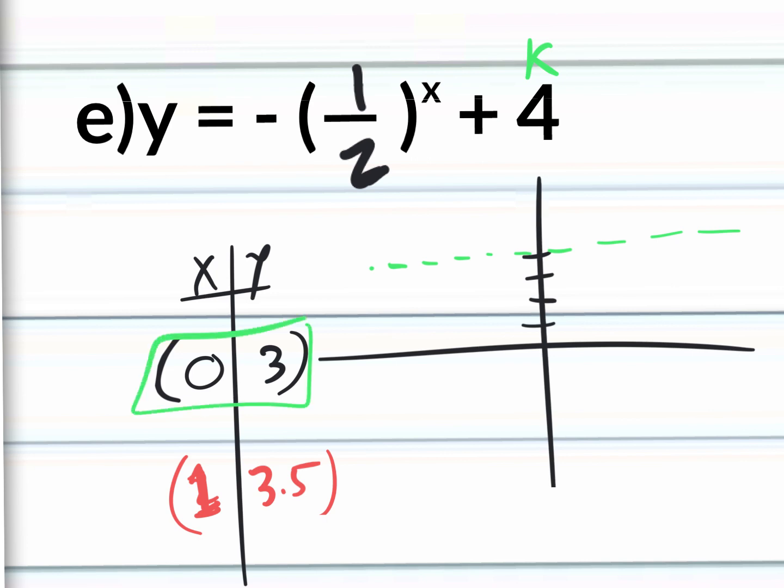I'll graph this one in green. 0 on the X, 3 on the Y. There it is. And then 1 and 3.5. 1 on the X, 3.5. So that would be even closer. Even closer to the asymptote. So as you can see, this way it's going to infinitely approach it. And this way it's going to grow away from it.